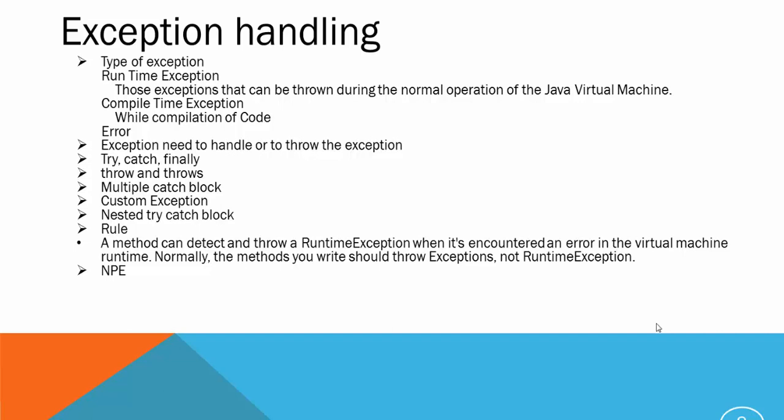While handling the exception, we will have the keywords like try, catch, and finally. These are the keywords which we use to handle the exception. Throw and throws are also keywords used for handling the exception. I will tell you in detail. Multiple catch block: suppose during execution of a program you have some exception, you can write multiple blocks to catch it.